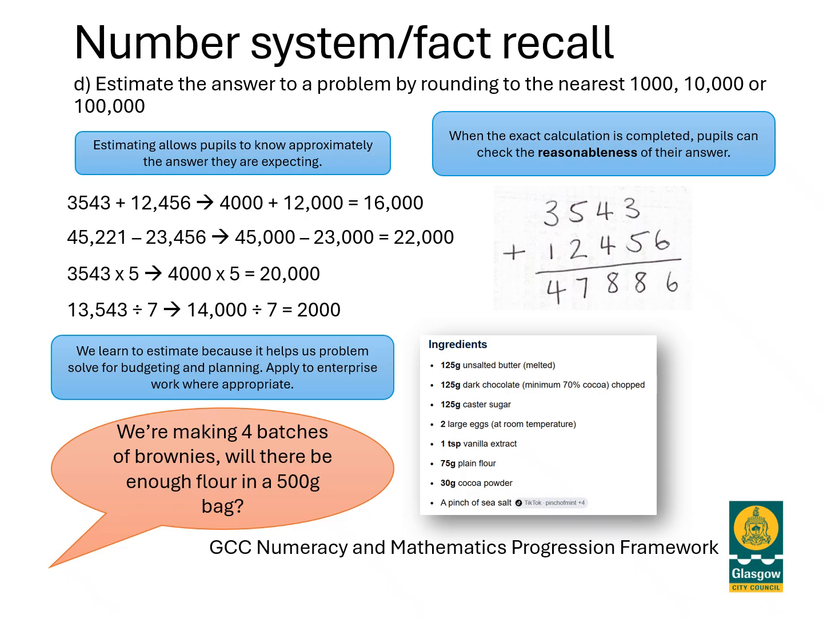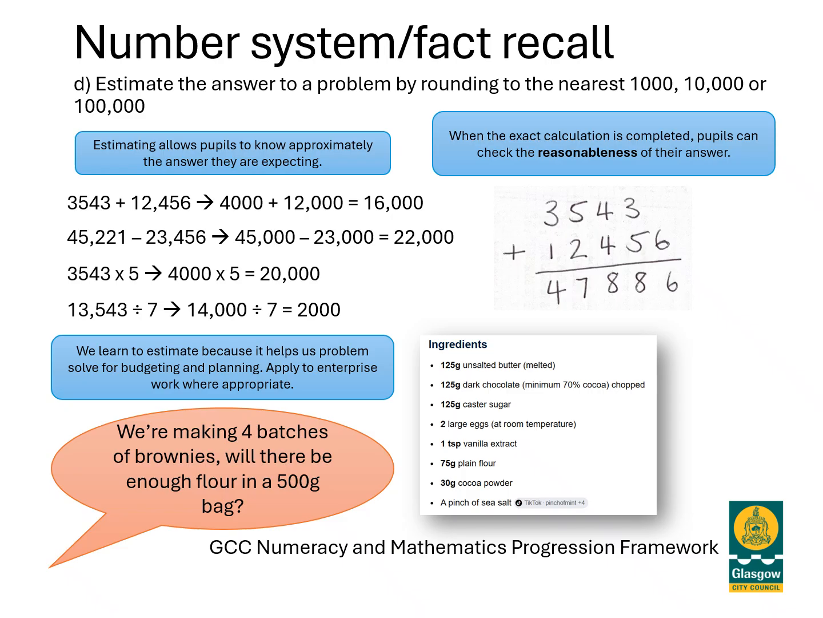So underneath that top left blue box, you can see 4 estimates of calculations, one for each of the operations. We need that confidence of taking something like the addition problem up the top, 3,543 plus 12,456, being able to quickly round that to the nearest thousands and know that they're going to expect an answer of about 16,000.